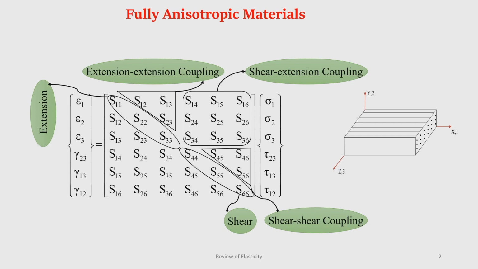So, today we will discuss the engineering constants for orthotropic materials. First, let us see that for a fully anisotropic material, we have 21 independent elastic constants, and we have seen that out of this, some of these are extension stiffness, like S11, S22, S33 are the extensional stiffness. Then we have S44, S55, S66 are the shear stiffness. We also have extension coupling. Then we have shear extension coupling.